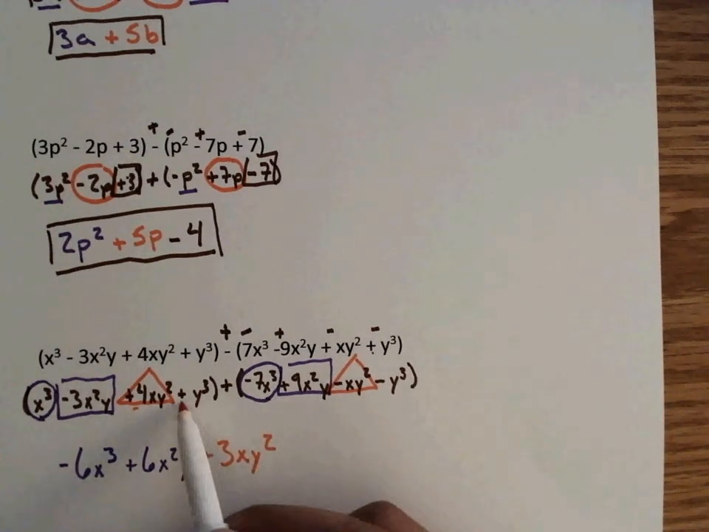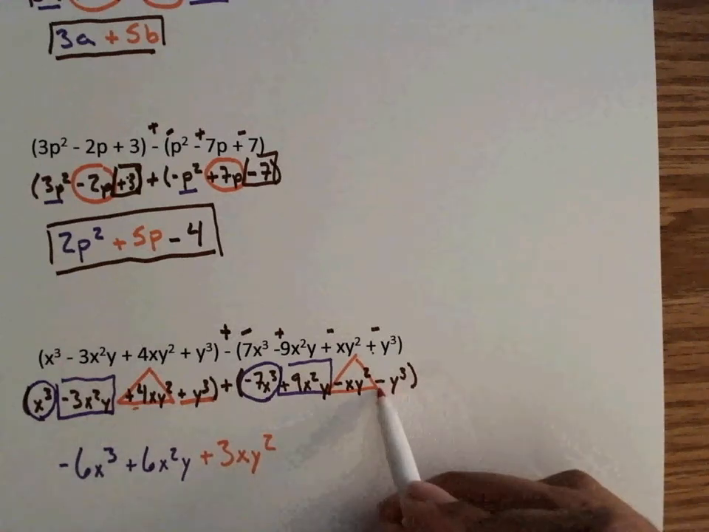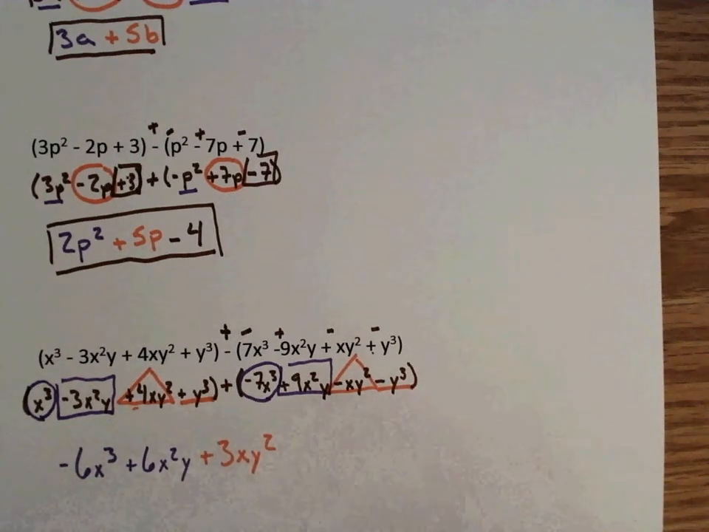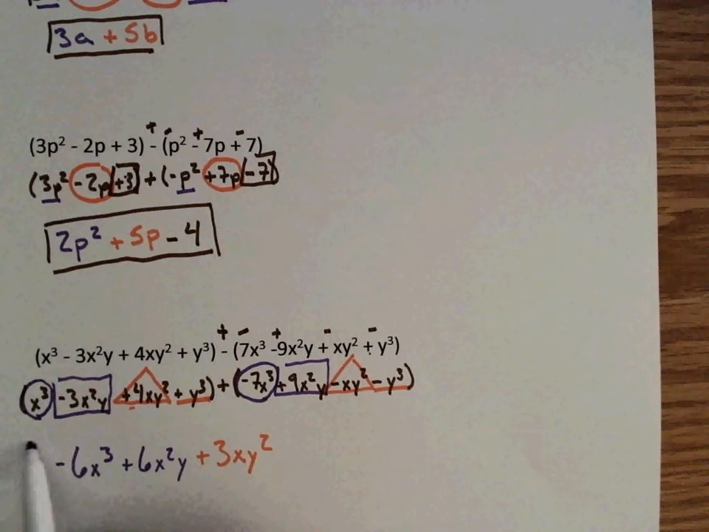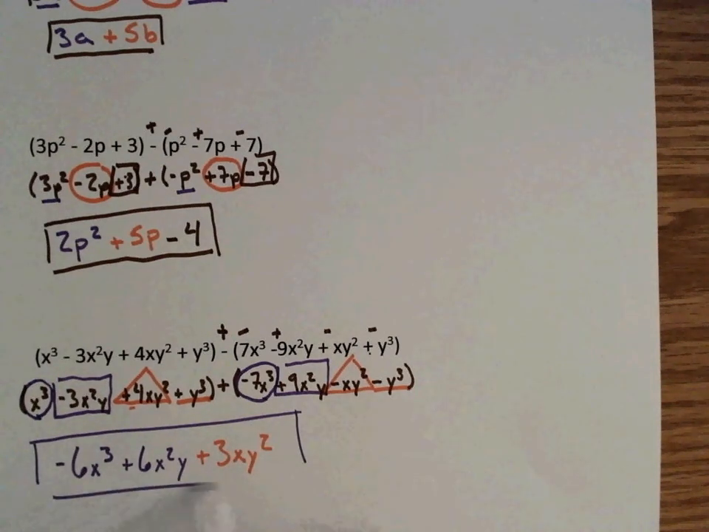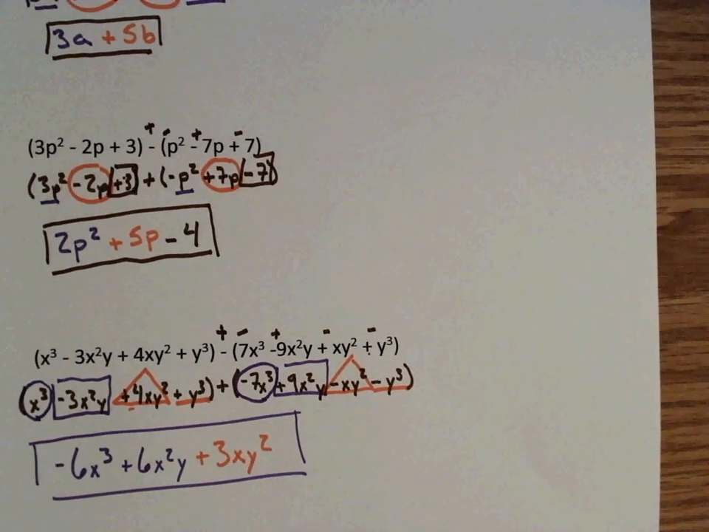And then we have our last one, a y cubed and a negative y cubed. So 1 plus negative 1 is 0. So we don't write it. It just eliminates or it cancels itself out. So our final answer is negative 6x cubed plus 6x squared y plus 3xy squared. And you're done with the problem.